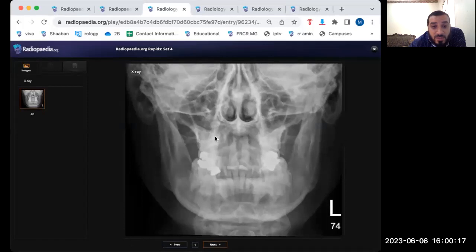This is the normal mandible. Normal mandible. There is no fractures or anything.